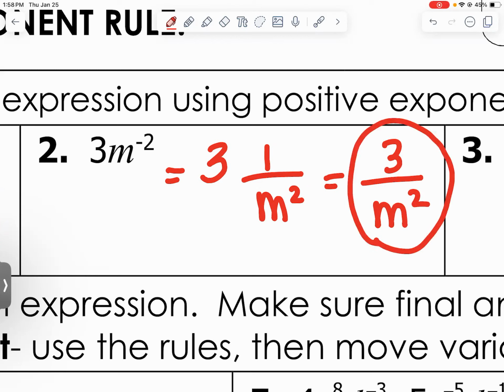Like 3 is a mixed number. Never mind. Okay.